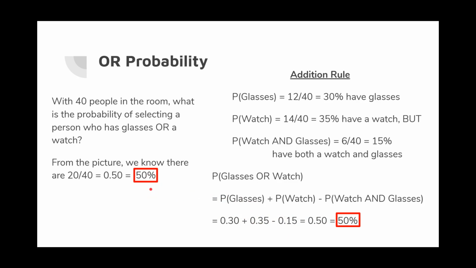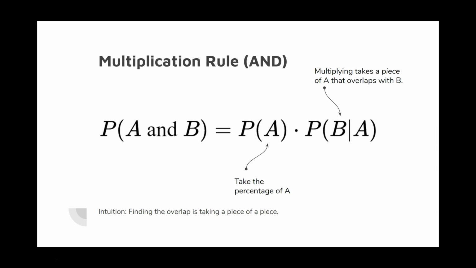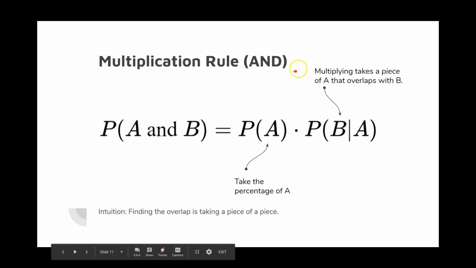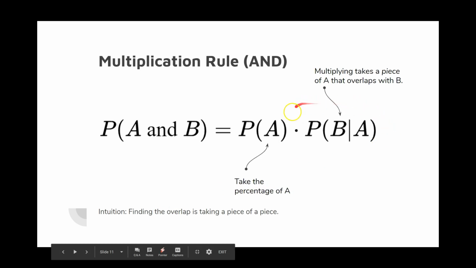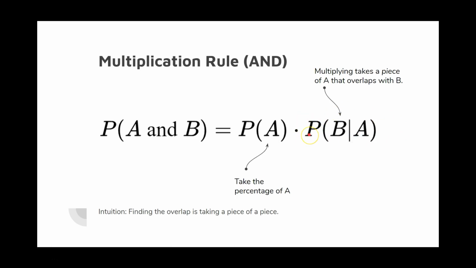So once again, we see the addition rule is a tool that can help us get to that probability. It's not necessary to use it all the time, but it is very useful when we have less information and we can't just count it. So let's just look at that intuition on why we use multiplication and why we use addition. Whenever we're talking about the multiplication rule, which is the "and," remember that our intuition is we're finding the overlap. That's taking a piece of something. And as we've learned, multiplying by a percentage is like taking a piece. So by multiplying and multiplying, we're taking a piece of a piece.